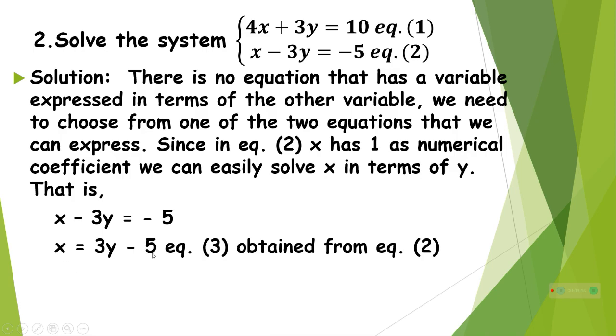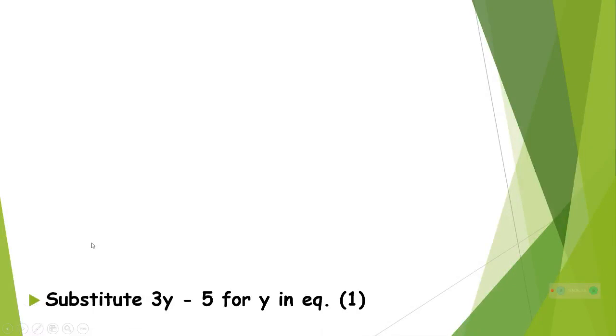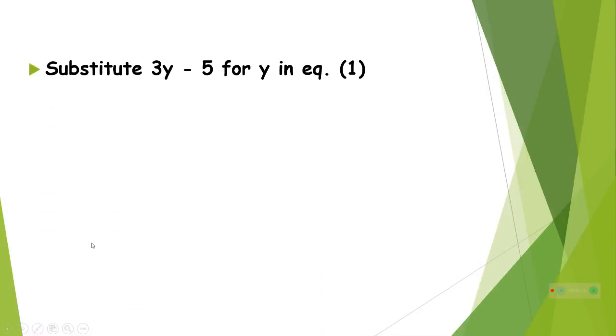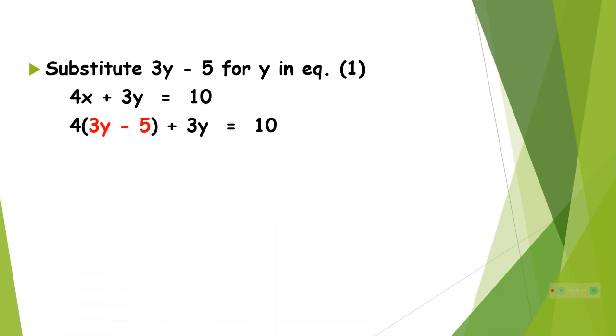So that is, x minus 3y equals negative 5 will become x equals 3y minus 5. This will serve as our equation 3 because it was obtained from equation 2. So again, equation 3 is x equals 3y minus 5. And then, to continue solving, you are going to substitute 3y minus 5 for x in equation 1. Okay? So, how will it be?